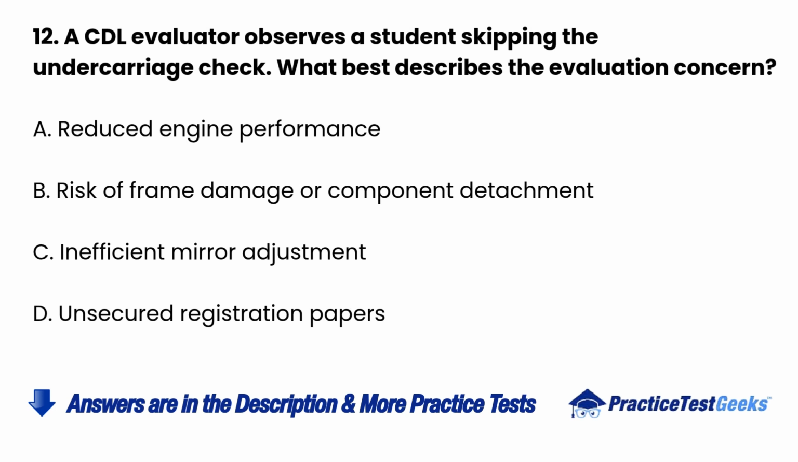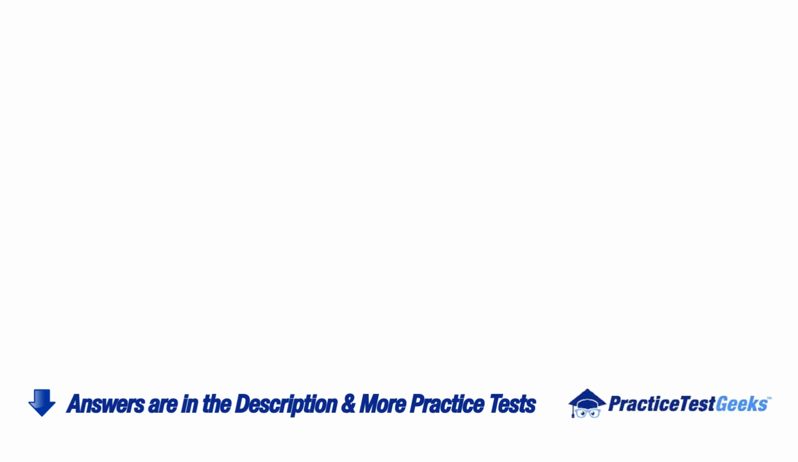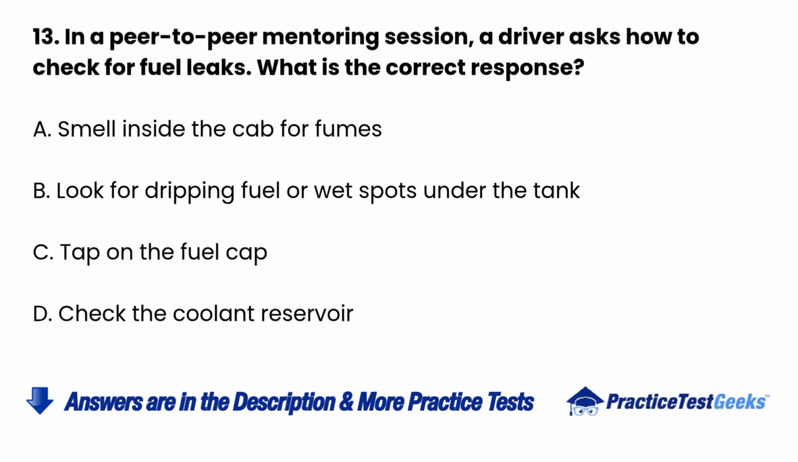12. A CDL evaluator observes a student skipping the undercarriage check. What best describes the evaluation concern? A. Reduced engine performance. B. Risk of frame damage or component detachment. C. Inefficient mirror adjustment. D. Unsecured registration papers.